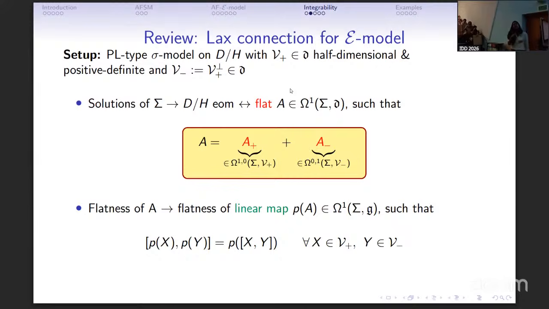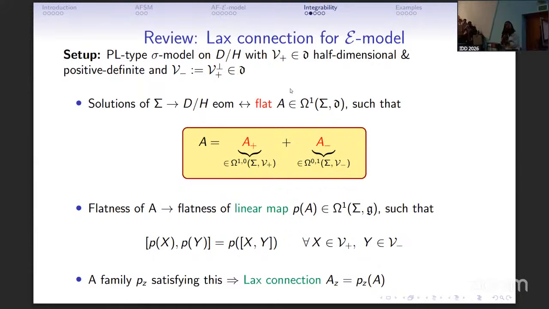And once we have the flatness of A, that can lead us to coming up with a linear map P and its flatness such that it obeys this particular condition. So the idea is that this is all about the existence of this linear map P. And once we have that, we can generate a family of these, and that should essentially lead you to have a flat Lax connection, a one parameter family.